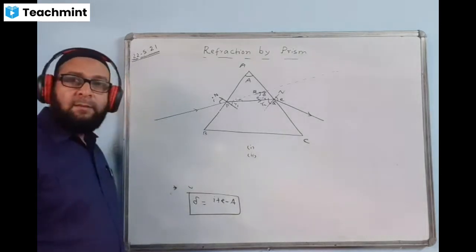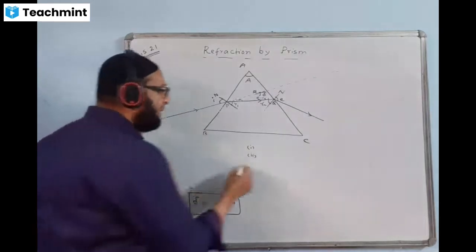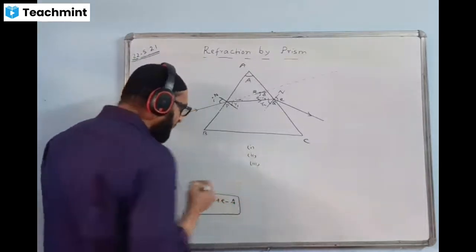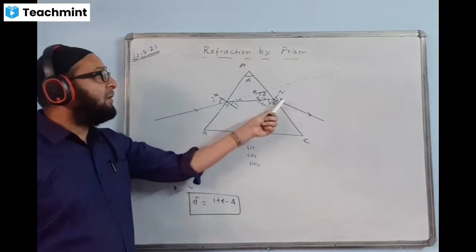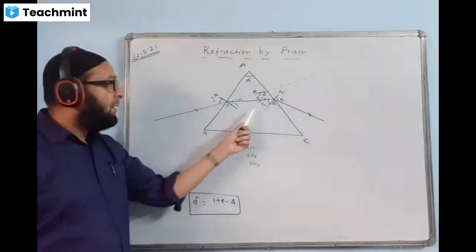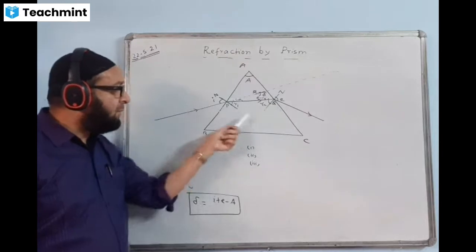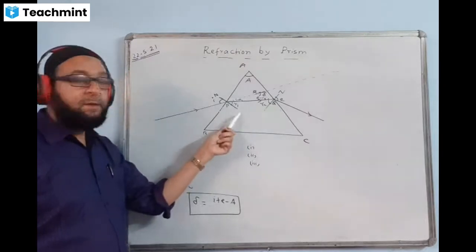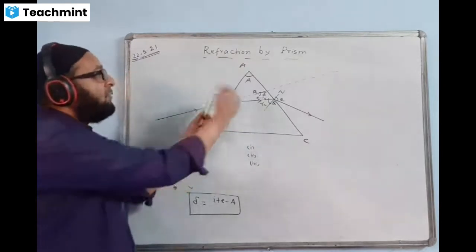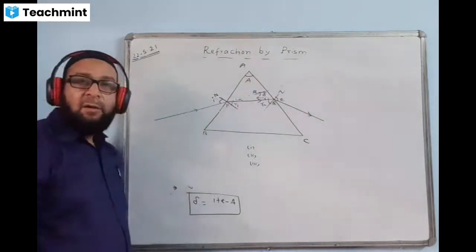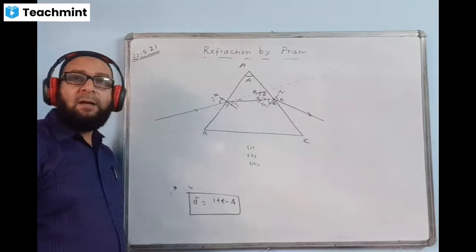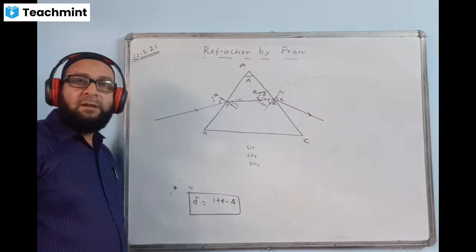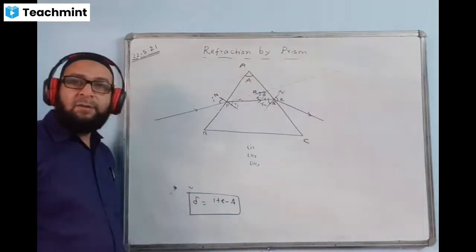Angle of the prism A. Third factor in the formula is E, the angle of emergence. But angle of emergence we can calculate on the basis of the refractive index of the material of the prism. So once we know the value of mu, we can calculate the value of E. It depends on the refractive index of the material of the prism.